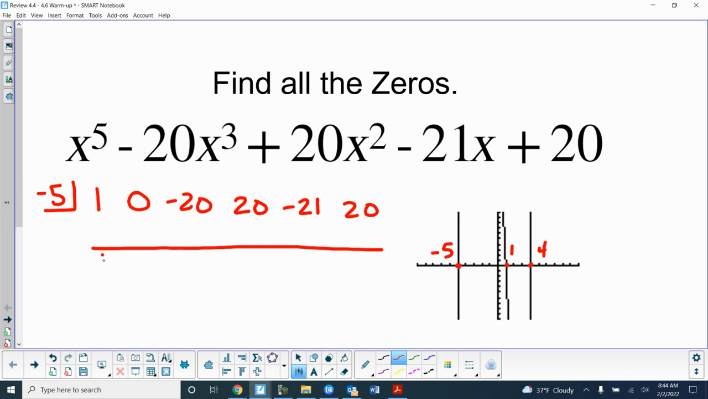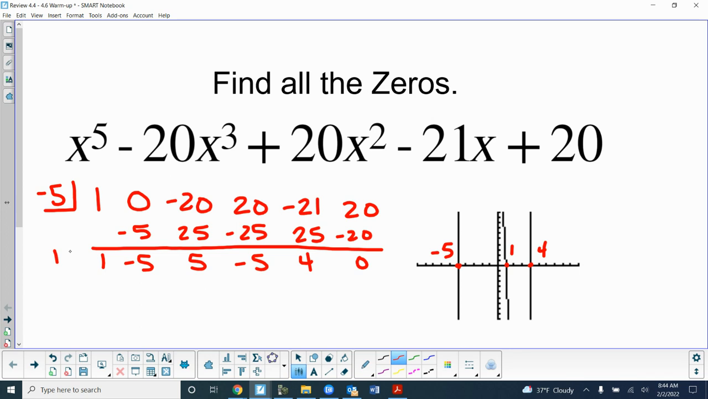All right, drop our 1 below. That's a -5. That's a +25. That's a -25. A +25. And a -20. So, again, I did it correctly, right? Because it ended up with a 0 for remainder, right?